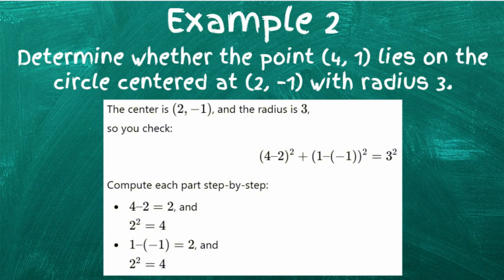So the final comparison is 8 is not equal to 9, because the sum of squares on the left side does not equal the radius squared. The point does not lie on the circle. And this example shows that even when you are checking circle membership, you are still using the same idea. You square the differences and add the squares.